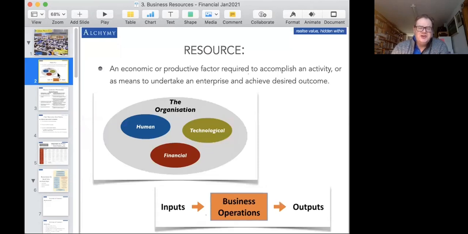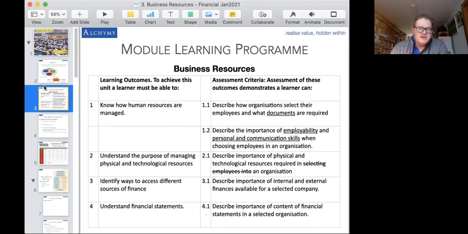So we're really concerned with human, technological, or physical resources and financial resources, and how we acquire them and how we use them within this core operational process. So the learning objectives we've been talking about are, we want you to know how human resources are managed, and we want you to describe how organizations select their employees and what documents are used in that. So we're going to be talking about this one today, and this idea of employability and skills. We're also going to be talking about understanding the process of managing physical and technological resources.